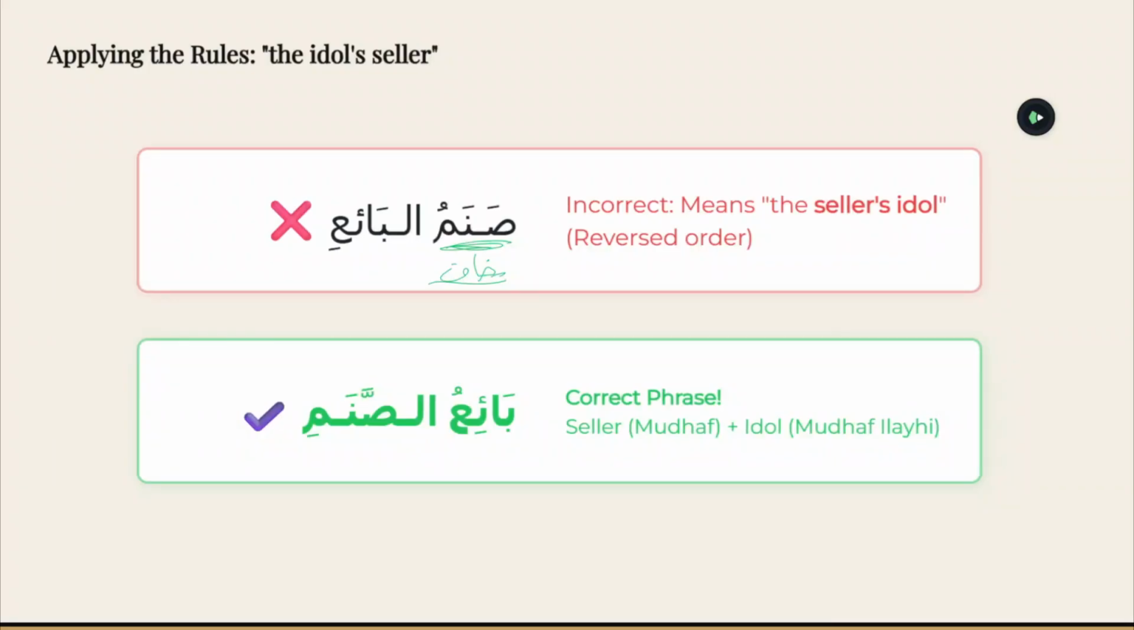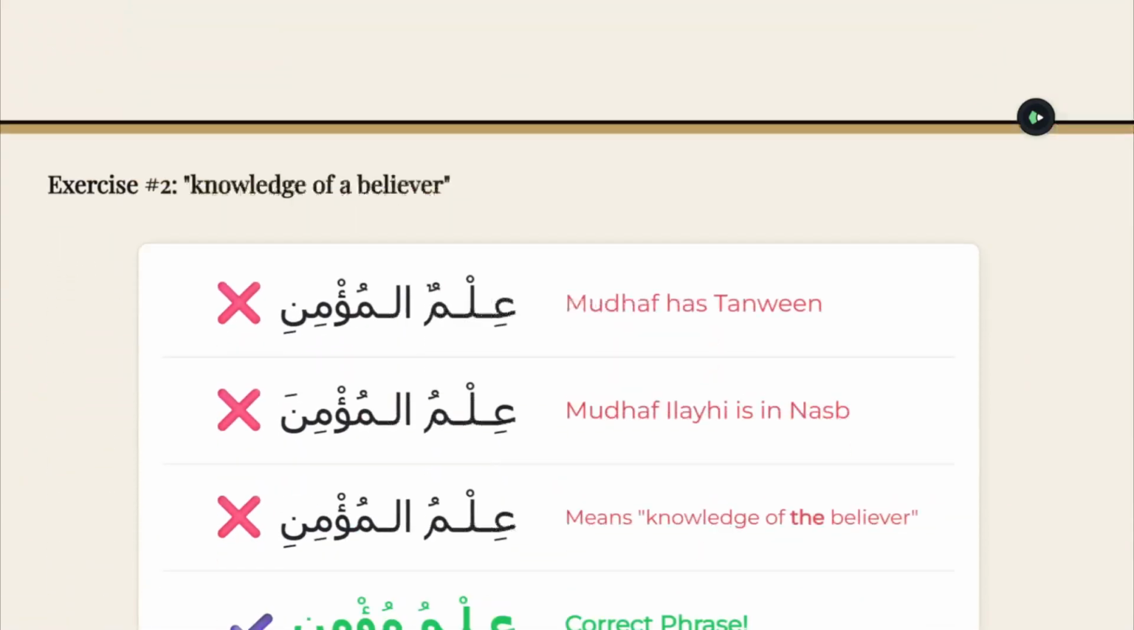Ba'i'u, the mudaf comes first. Mudaf ilayh comes second. Mudaf cannot have alif lam, cannot have tanween. The mudaf ilayh is a role that falls in the position of jar, and jar is reflected by a kasra. Now, in this specific example, if you didn't understand it entirely, don't worry about it. It's alright. Just keep in mind that you have to translate accurately. And later on, when you cover this again and again, you will get the hang of this, as well as when you see it being applied quite a bit. You'll get the hang of it.